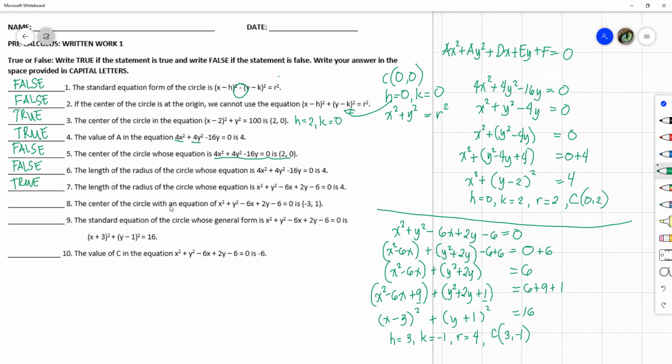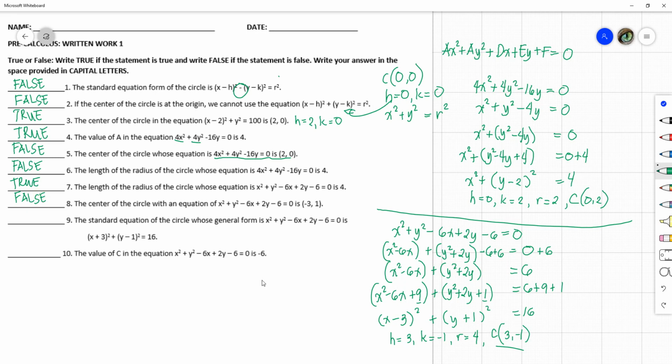Okay, number 8. The center of the circle with the equation x squared plus y squared minus 6x plus 2y minus 6 equals 0 is (-3, 1). Here, the center is (3, -1). Therefore, this is false.